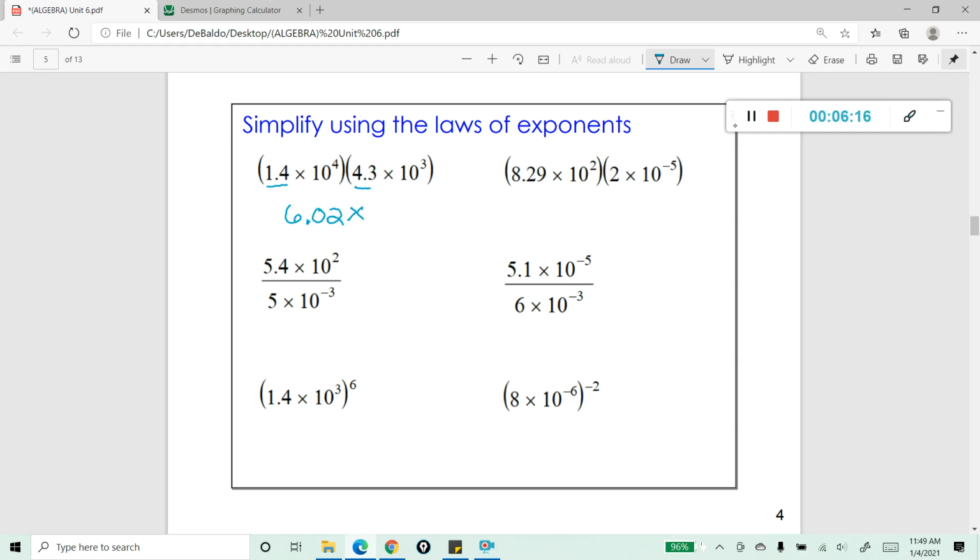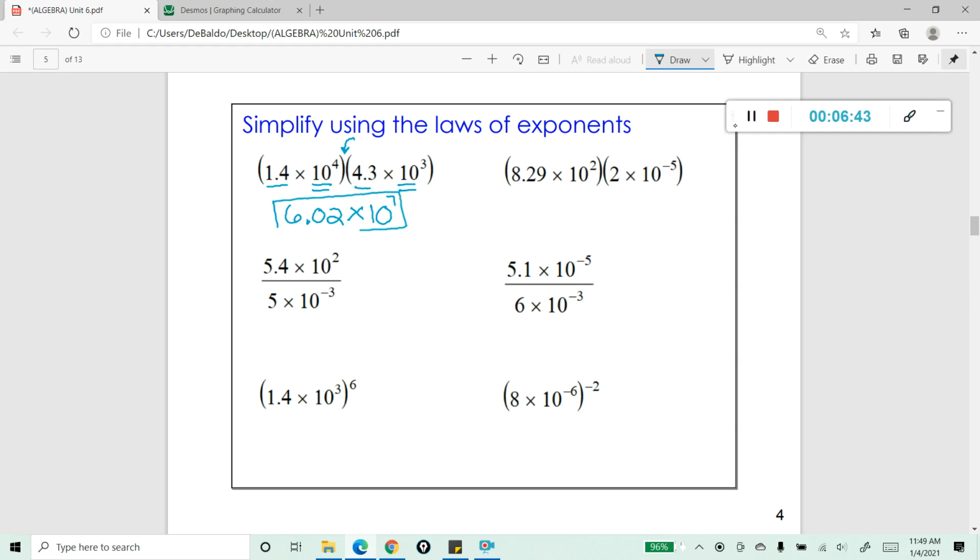But you have to remember back to the product rule. When you have like bases and you're multiplying, you're going to add the exponents. So you can see here that my base number is 10. And I know that I'm multiplying because of the parentheses here. So I'm going to add those exponents, 4 plus 7. That's going to give me 10 to the 7th power. And I'm finished. That's my answer.